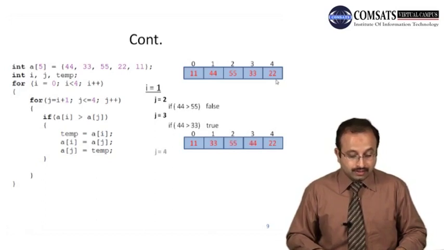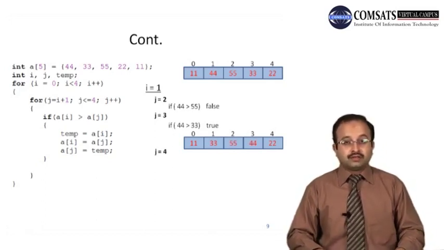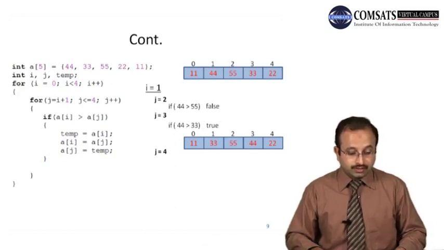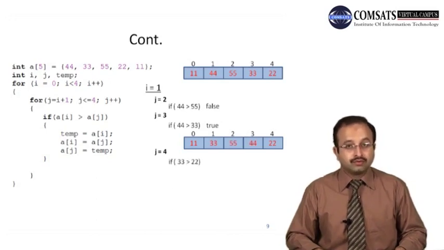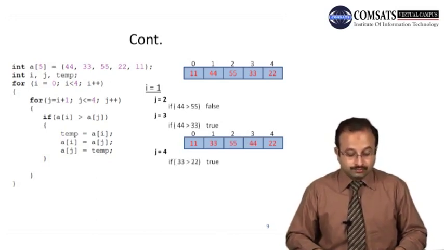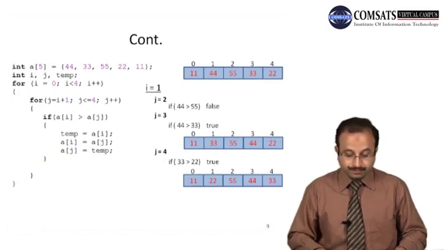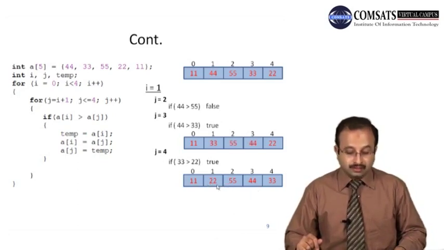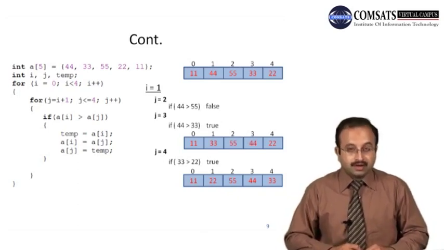And then the value of j is incremented. It checks the inner loop condition. The condition is 4 less than or equal to 4. Condition is true. Then it executes the if statement. So the if statement is A of 1, that is 33, is greater than A of 4, that is 22. So 33 is greater than 22. This condition is true. So again it performs the swapping. It swaps the value of the 1st index with the value at the 4th index. So these two values are swapped. Now 33 comes over there and 22 comes over here, right? So this is the end of the second iteration of the outer loop.